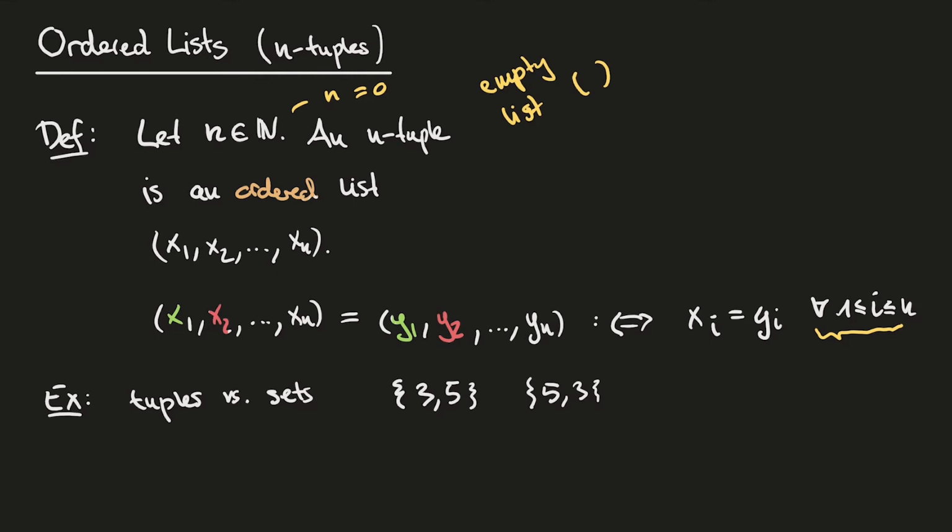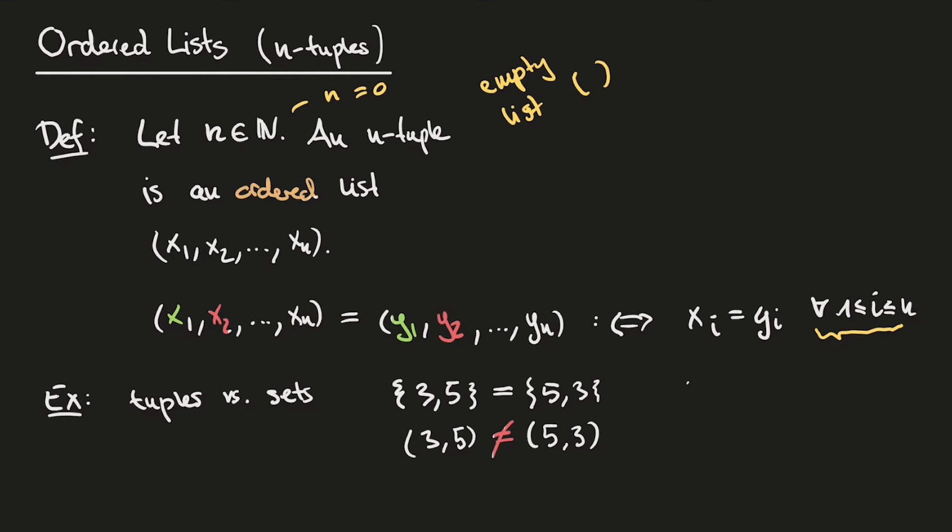Because set equality is defined by the elements that are in a set, these two sets are equal. So it doesn't matter in what order we write down the elements when we specify the set. However, on the contrary, if we have an ordered pair, that's just how we call the two-tuples, called pairs. If we have the ordered pair (3, 5), this is not equal to the ordered pair (5, 3), because in this case, x1 is not equal to y1, so 3 is not equal to 5.